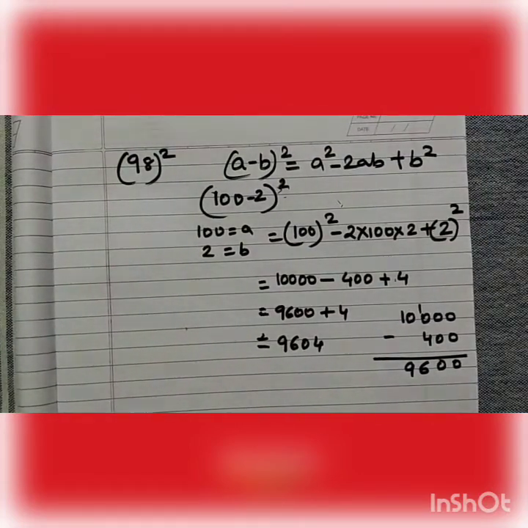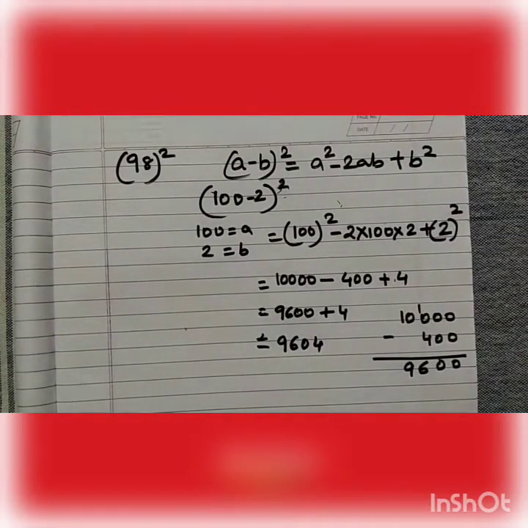So instead of doing the actual multiplication, we have solved this sum by using the expansion formula. Whenever you have a sum like this where it is written solve by using expansion formula, you have to solve the sum this way. You cannot do the direct multiplication.